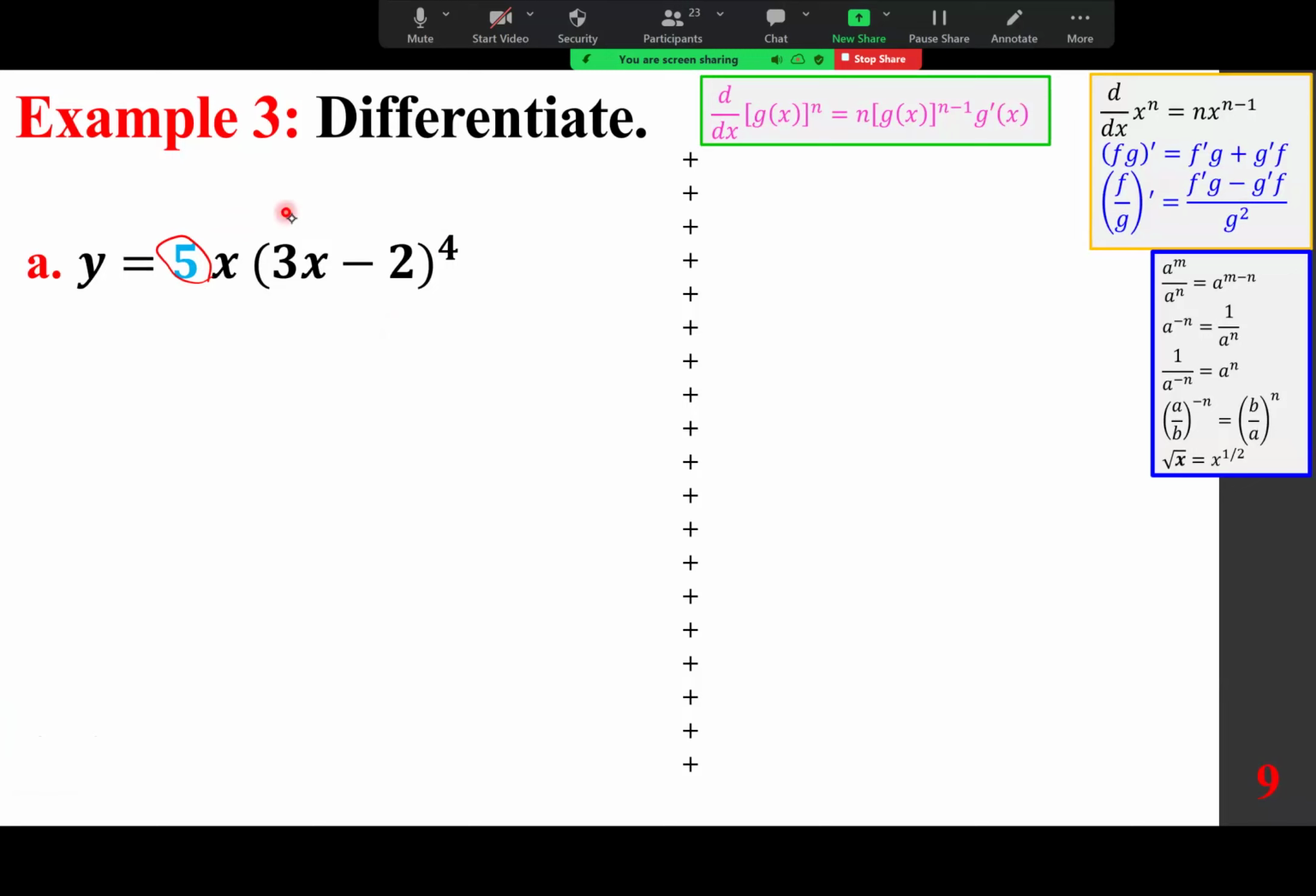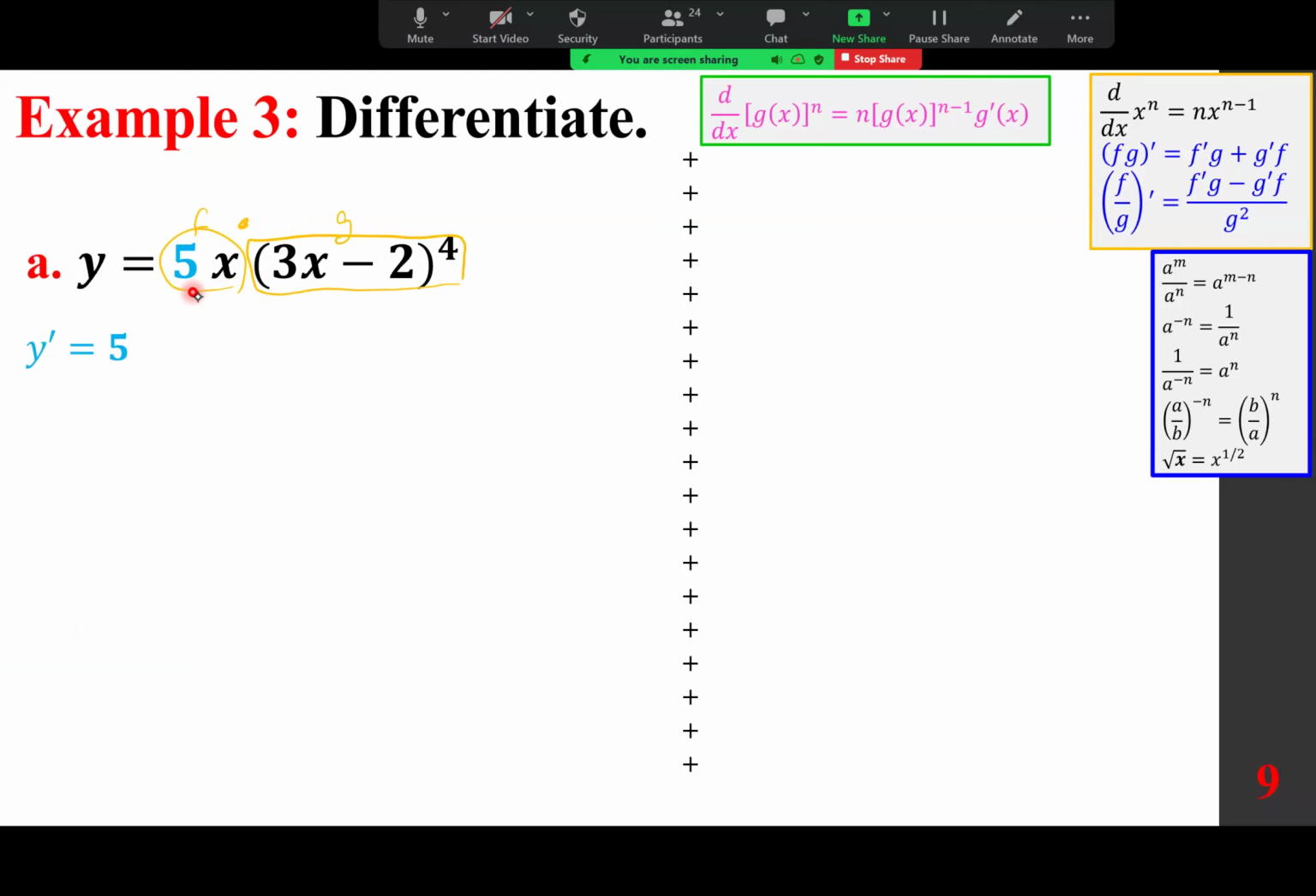But in this case, it really doesn't make any difference because 5 is not that big of a deal. So you can think of it in the following manner. Say this is the f function. This is the g function. And use the product rule: f prime g plus g prime f.